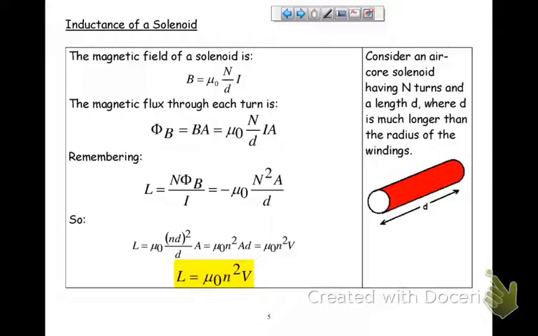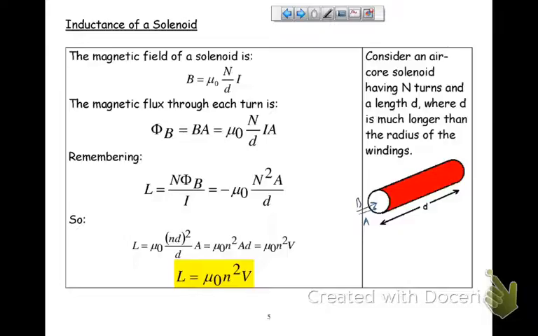The magnetic flux through each coil is flux B equals B times A times the cosine of 90 degrees, so the cosine of 0, which is 1. Because of the way they're oriented, the area vector is like that and my B vector is like that, so they're parallel to each other. So I don't need to worry about the angle. And this equals mu naught N over D times A.